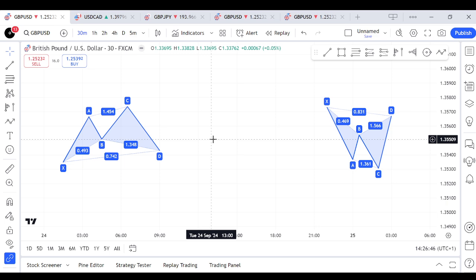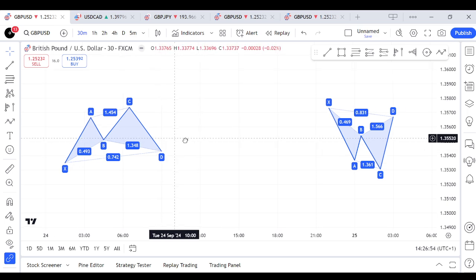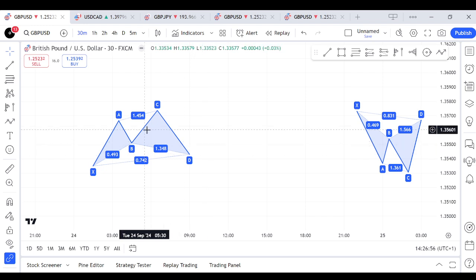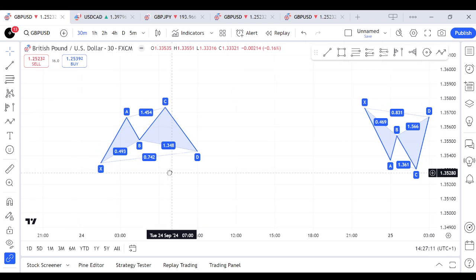First of all, what is the Cypher pattern? So the Cypher pattern, like I said, belongs to the family of harmonic patterns characterized by its distinctive XABCD structure that forms specific geometric price movements. So this pattern emerged from the study of natural market movements and follows strict Fibonacci relationships between its points.